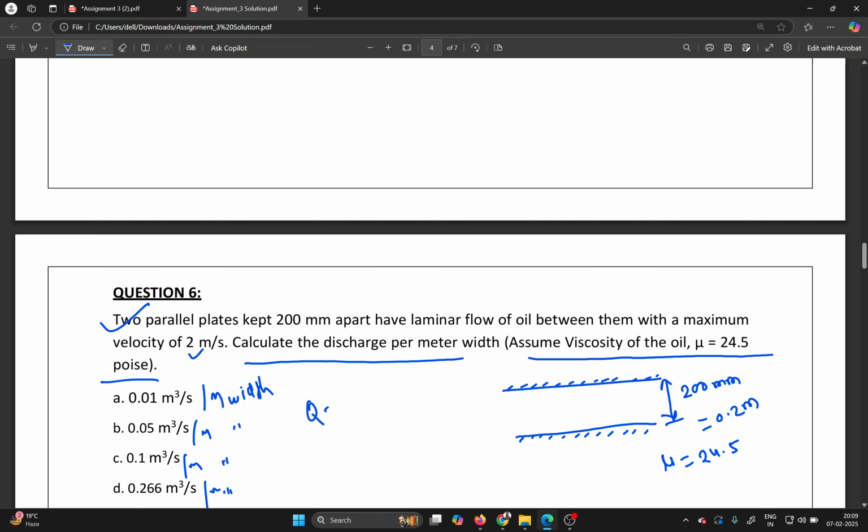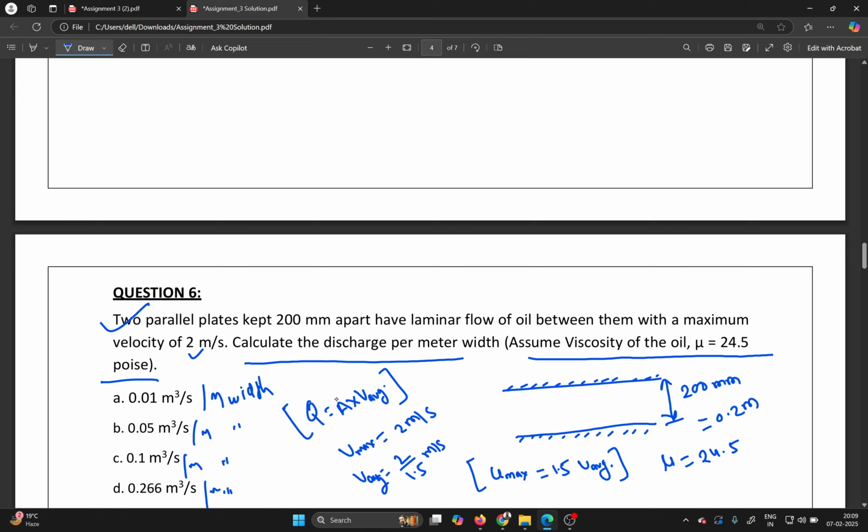So discharge formula is area into velocity. That is average velocity, I have already told you. But in the question the maximum velocity is given, 2 meter per second. How is it related? In case of parallel plates, your maximum velocity is 1.5 times your average velocity. So from here you can calculate your average velocity is u max, that is 2 by 1.5 meter per second. This is the average velocity.